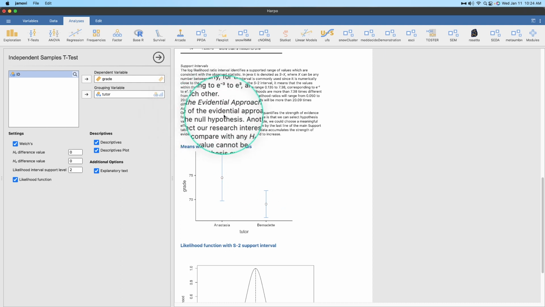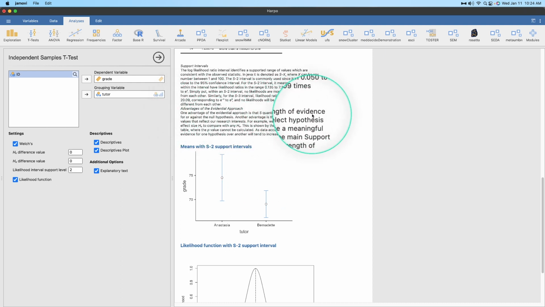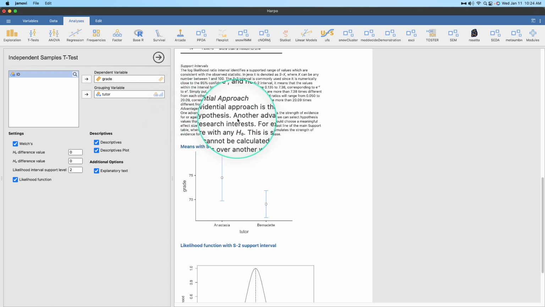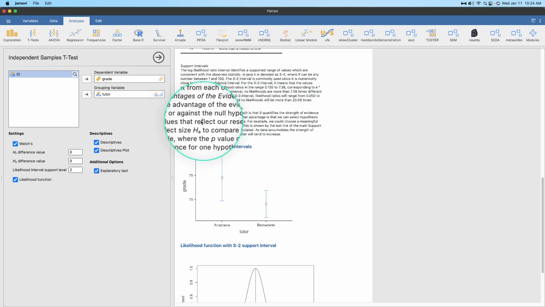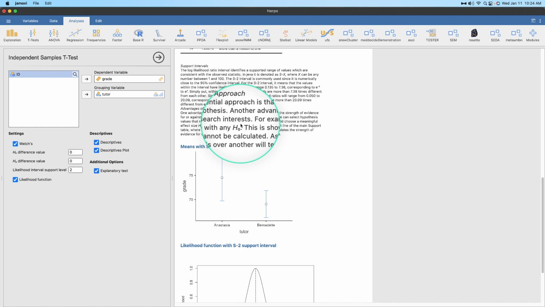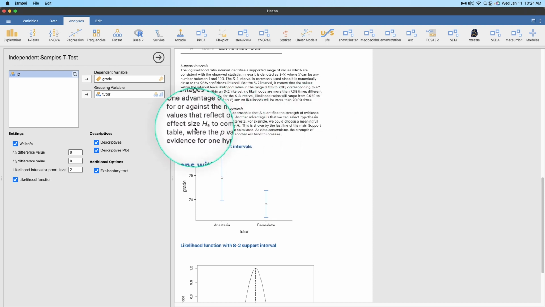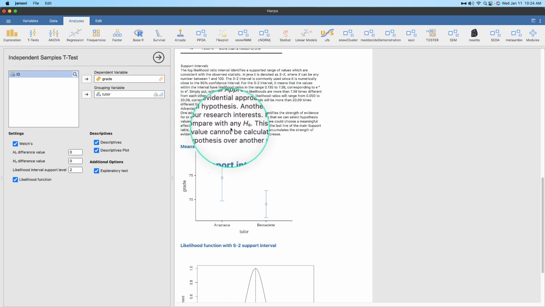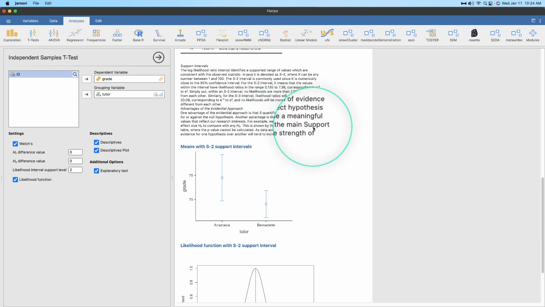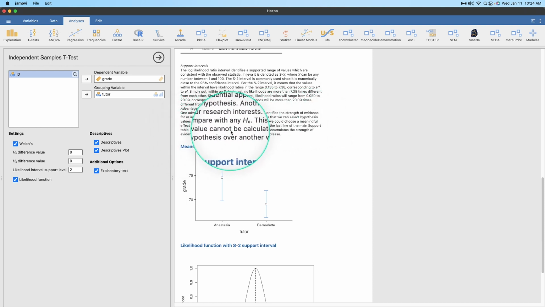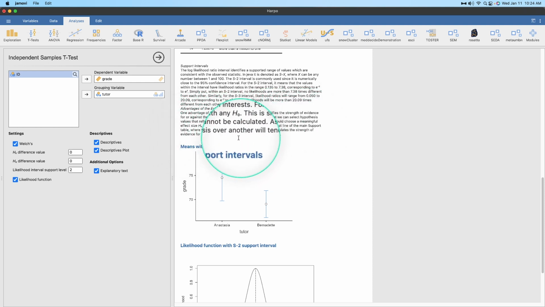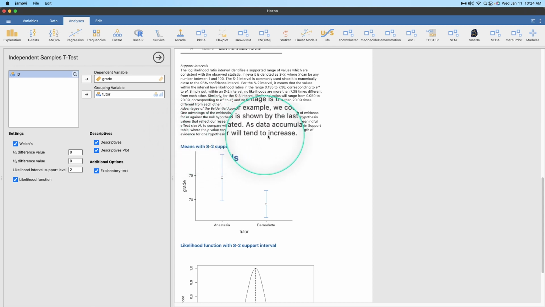One advantage of the evidential approach is that S quantifies the strength of evidence for or against the null hypothesis. Another advantage is that we can select hypothesis values that reflect our research interests. For example, we could choose a meaningful effect size HA to compare with any H0. This is shown by the last line of the main support table, where the p-value cannot be calculated. As data accumulates, the strength of evidence for one hypothesis over the other will tend to increase.